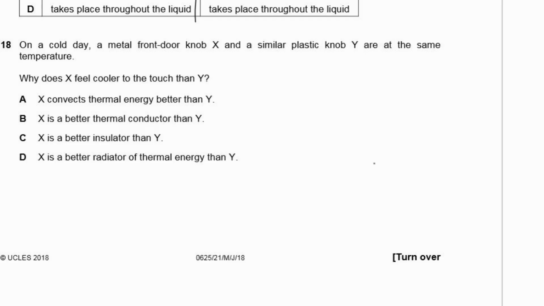Alright, so what are the options? X convects thermal energy better than Y. I'm going to go with no. There. X is a better thermal conductor than Y. Yep, I like that one. X is a better insulator. No, it's a terrible insulator. And X is a better radiator of thermal energy than Y. Well, your hand's in contact, so it's not the radiation that's the issue. B.